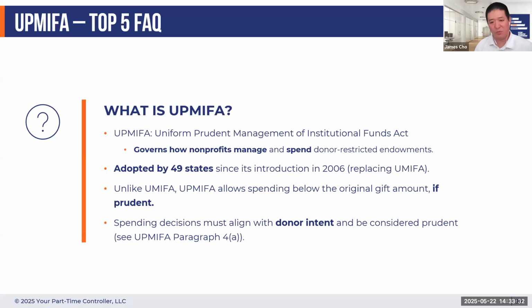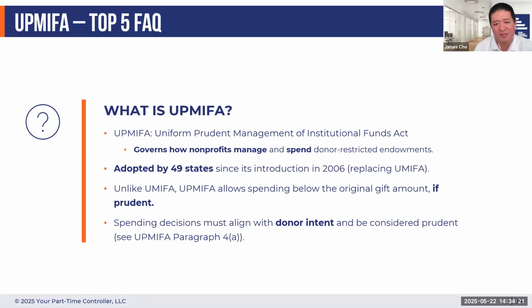So, the first question is, what is MIFA? It's the Uniform Prudent Management of Institutional Funds Act. And it governs how nonprofits manage and spend donor restricted endowments. Nonprofits include religious organizations. So yeah, it's anyone who's a 501(c)(3). It's been around since 2006. Not all the states adopted it right away, but nearly 20 years later, we have 49 states that have adopted MIFA, and it replaces UMIFA. And UMIFA was around since the 70s through 2006.